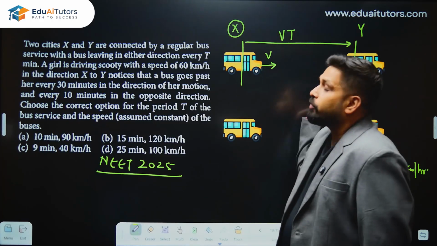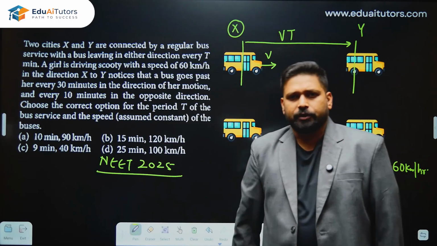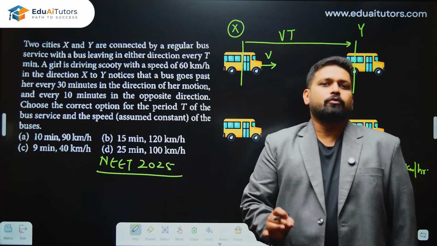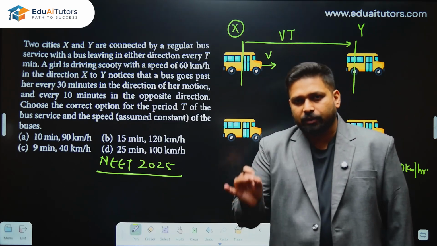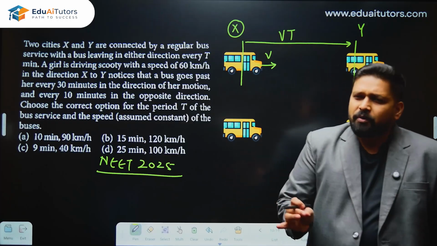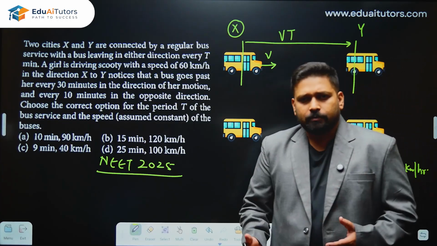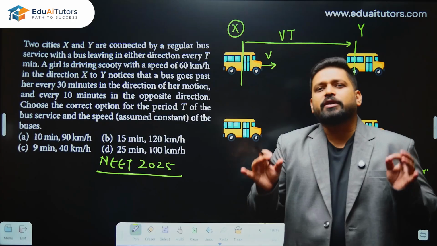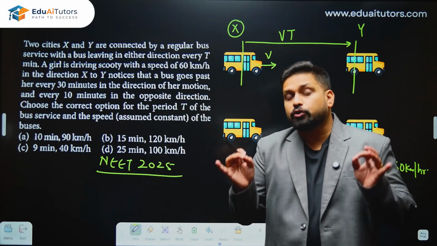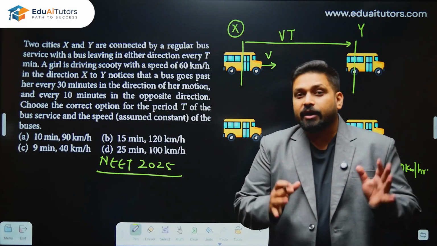Now you see why this question is complex, because you have buses moving, you have the scooty moving, you have got buses moving at continuous intervals. So how do you solve this question? Well, the simplest approach would be to solve it by the concept of relative velocity. Always remember, whenever you have multiple things moving, 2 things moving, 3 things moving, always the approach should be to think in the context of relative velocity.